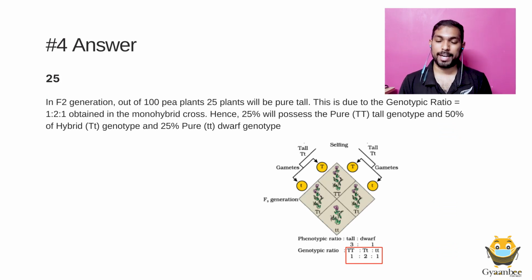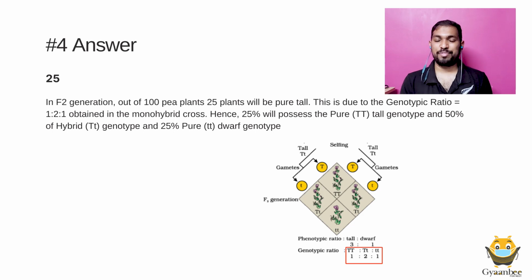And I'll tell you why D, 25 is the right answer. So in the F2 generation, out of 100 pea plants, 25 plants will be pure tall. This is due to the genotypic ratio, which is of course 1:2:1, obtained in the monohybrid cross. Hence 25% will possess the pure tall genotype, 50% hybrid genotype, and 25% pure dwarf genotype. So that's the reason why 25 was the answer I was looking for. Option D. Most of you got that right. So very good going for this question as well.